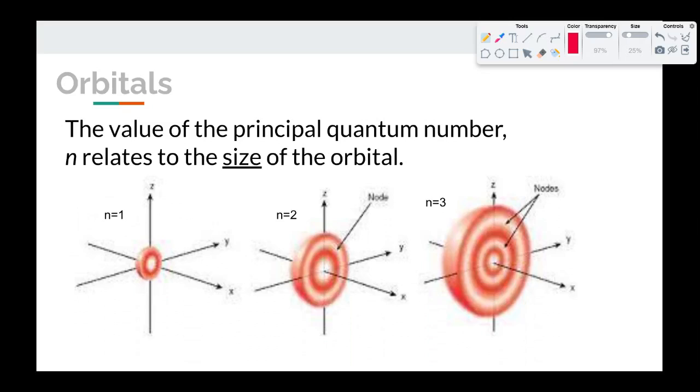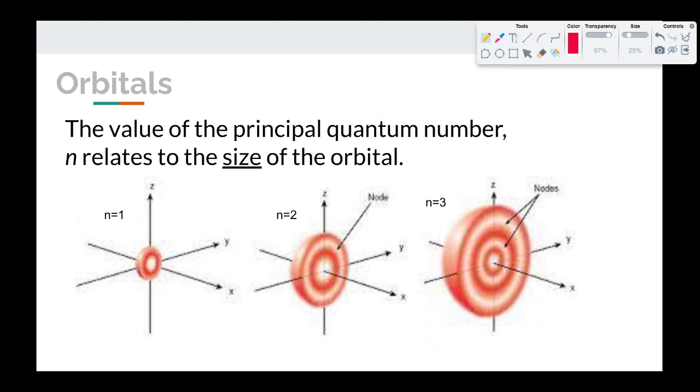So here are the examples for when l is 0, which means m sub l is 0, for the first three values of n: 1, 2, and 3. They're spherical, as we already saw, because they only depend on radius. When n is 1, it's a pretty small sphere. When n is 2, it's a bigger sphere. When n equals 3, it's an even bigger sphere.